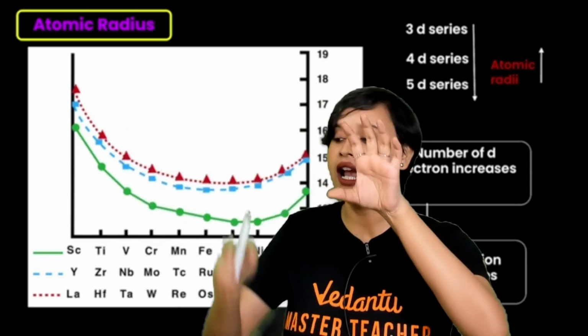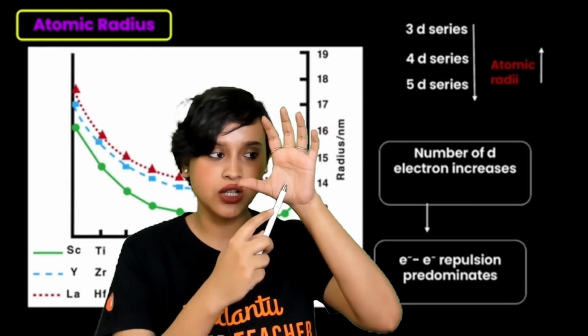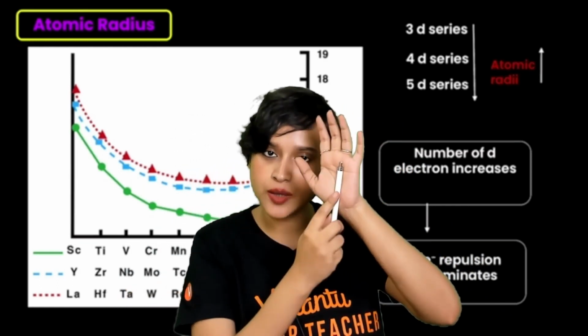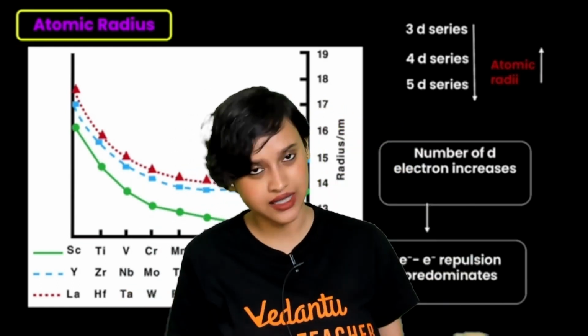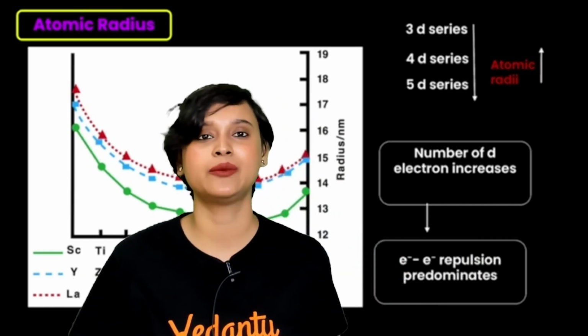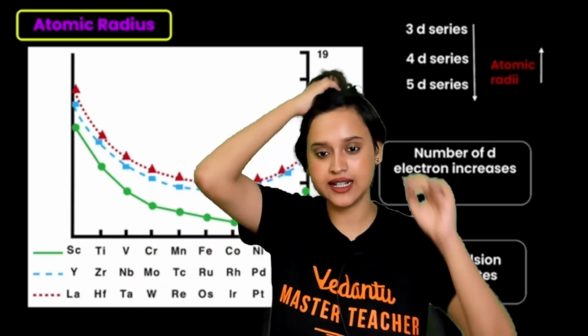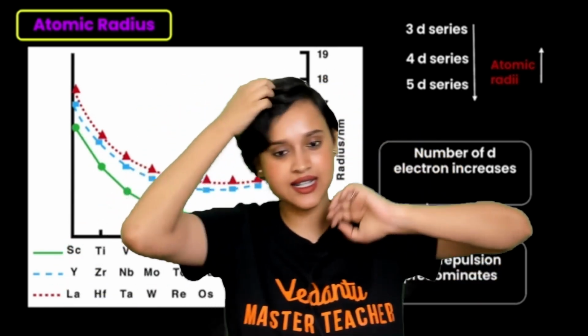You have an atom. At the center you have the nucleus. The nucleus has the protons. The protons are positively charged particles, right? Once again, everyone, what is Z effective? Let's understand this very well.